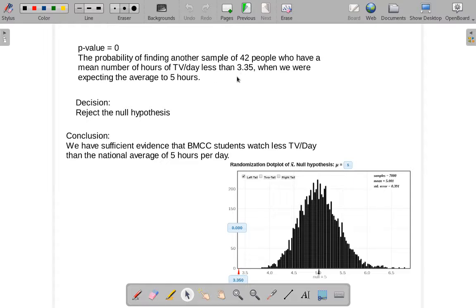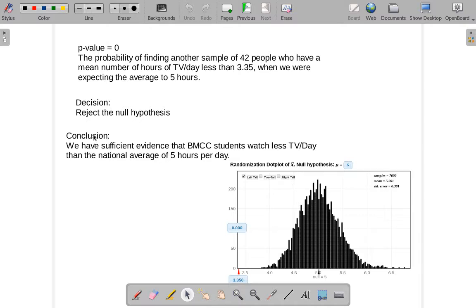Because this probability is so small, something is wrong with my assumption that BMCC students watch 5 hours. It can't possibly be right because I did find 42 people, and the computer says the probability of finding those 42 people is 0. So again, that means there's a flaw in my assumption. My assumption was they watch 5 hours per day, right? Because 5 hours was in the middle of my distribution here. So that was a faulty assumption. That says reject the assumption that it is 5 hours for BMCC students.